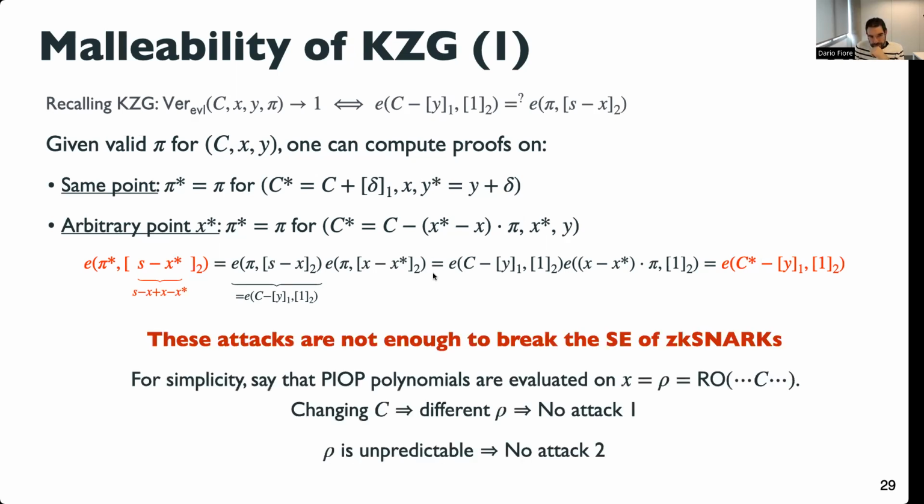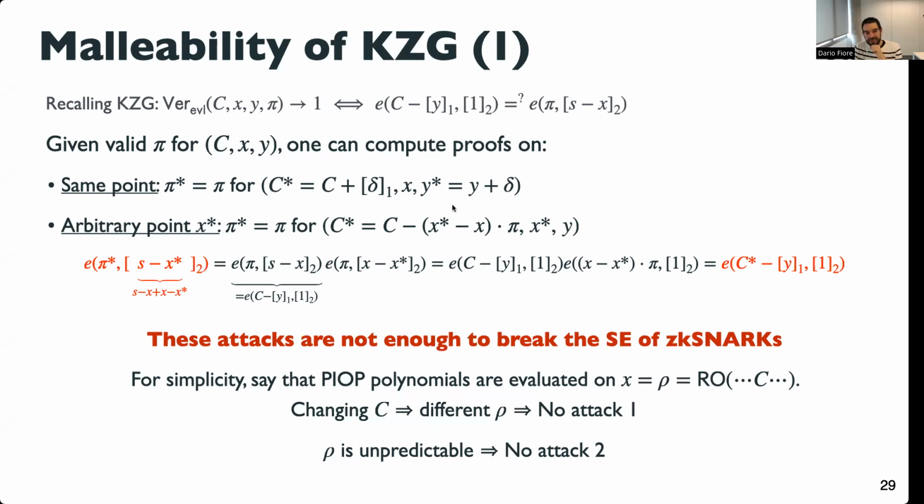The good news, however, is that in spite of these malleability attacks, these specific attacks are not enough to break the simulation extractability of the zkSNARKs obtained by using this polynomial commitment in the compilation strategy. Why is this the case? For simplicity, assume that you have a polynomial IOP where the polynomials are evaluated directly on the output of the random oracle, as it is the most common case.